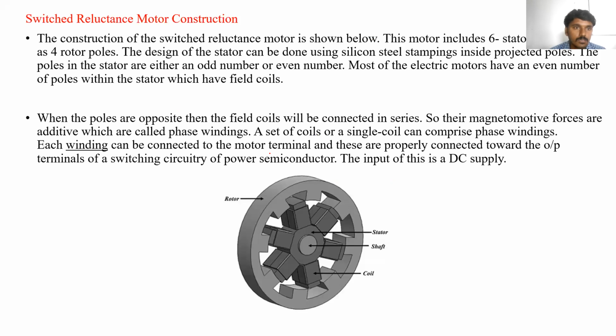So next, switch reluctance motor construction. You can see the construction of the switch reluctance motor here. This motor includes 6 stator poles as well as 4 rotor poles. The stator is made using silicon steel stampings with projected poles. The poles in the stator are either an odd number or an even number. Most electrical motors have an even number of poles within the stator, which carry the field coils.